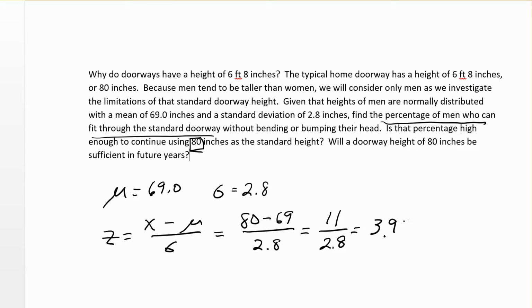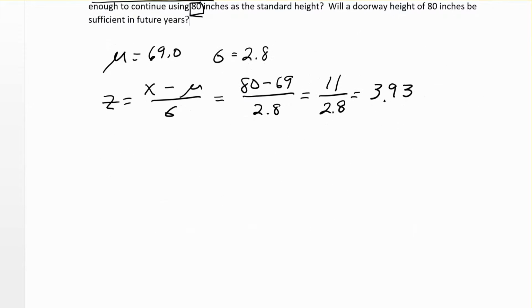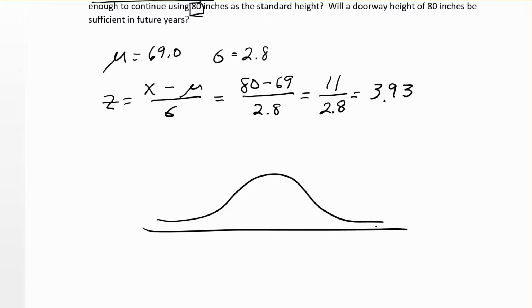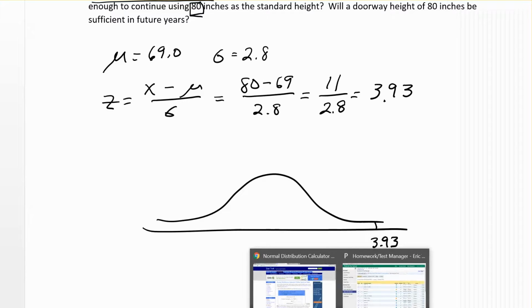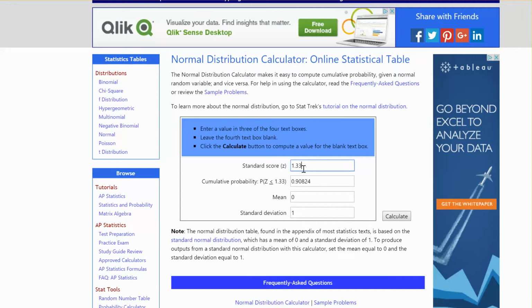I'm going to go ahead and round that. 3.9285, we'll say 3.93. So now that we have our z-score of 3.93, graphically, we've got our normal distribution. Our z-score of 3.93 is going to be way out here. That's a really high z-score, and that's going to be an unusual height of 80 inches. So if we go to our normal distribution calculator, we're going to put in a z-score of 3.93.